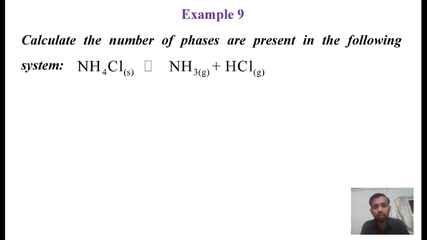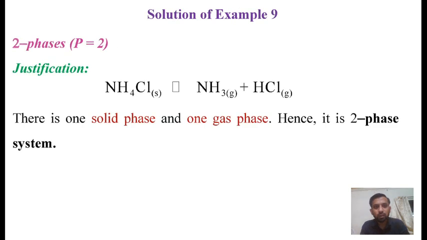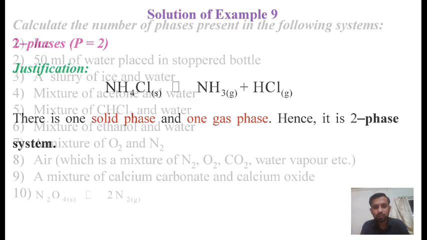Calculate the number of phases present in the following system. The system is given: NH4Cl solid is in equilibrium with ammonia gas and HCl gas. Now here in this example two phases are present, one is solid phase and one is gaseous phase. Here two gases are there, ammonia gas and HCl, and as the gases are highly miscible with each other, they constitute one single phase only. Therefore it is a two-phase system, one for solid and one for gas.